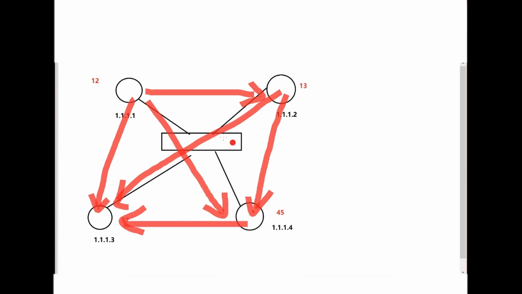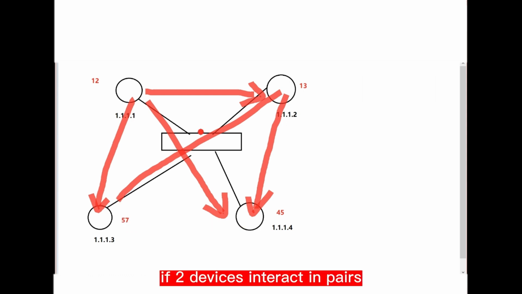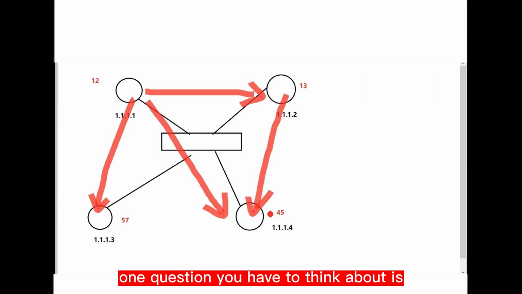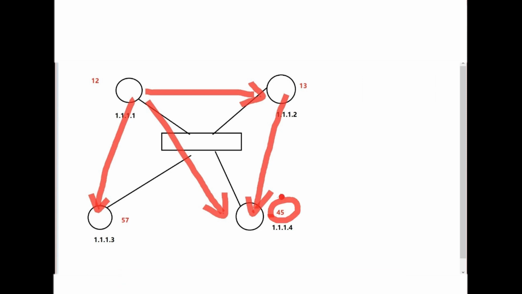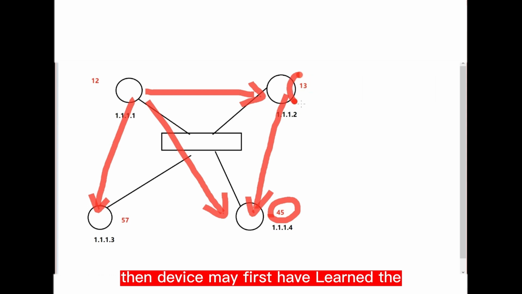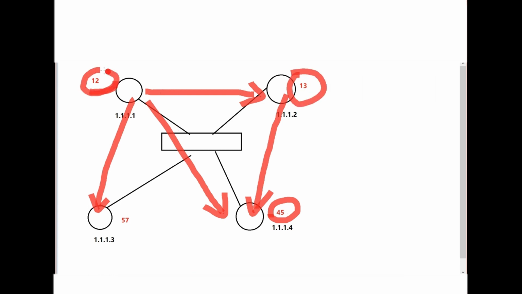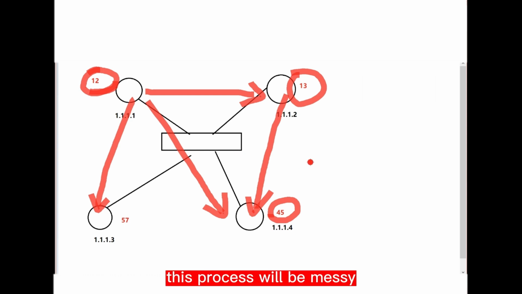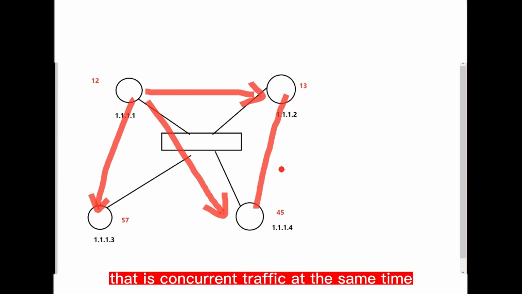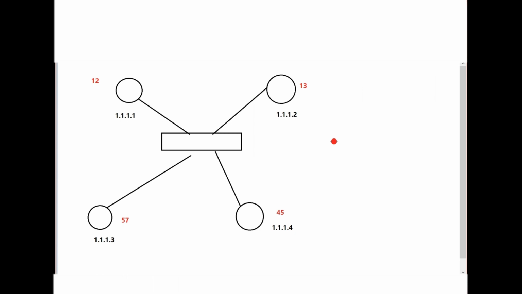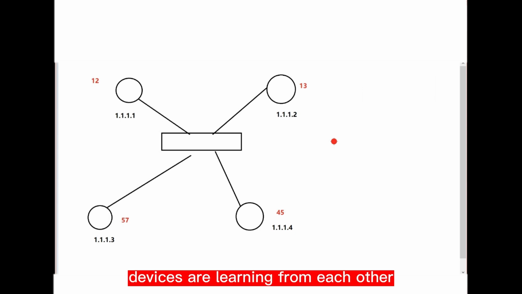First of all, think about it. If 2 devices interact in pairs, one question you have to think about is, when device 1 interacts with device 4, then device 1 may first have learned the overall information of device 4 from device 2. This process will be messy. The overall process is iterative. That is, concurrent traffic at the same time. Devices are learning from each other.